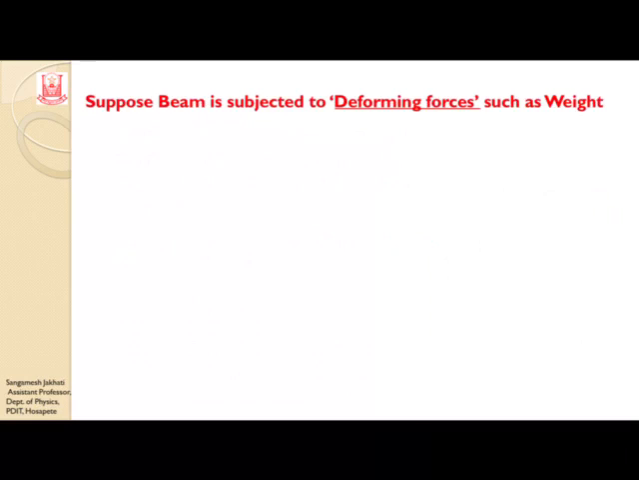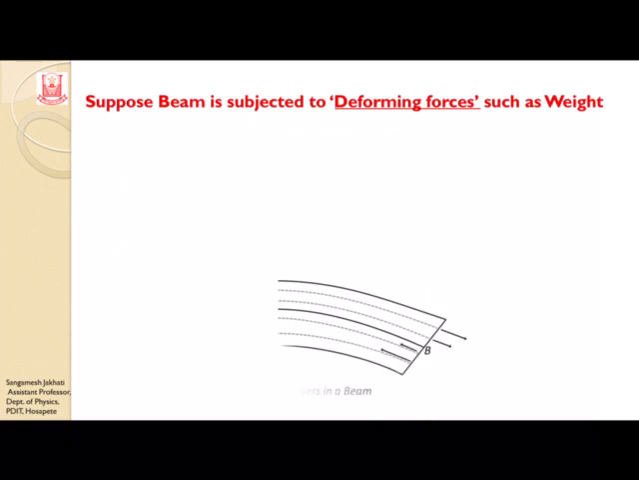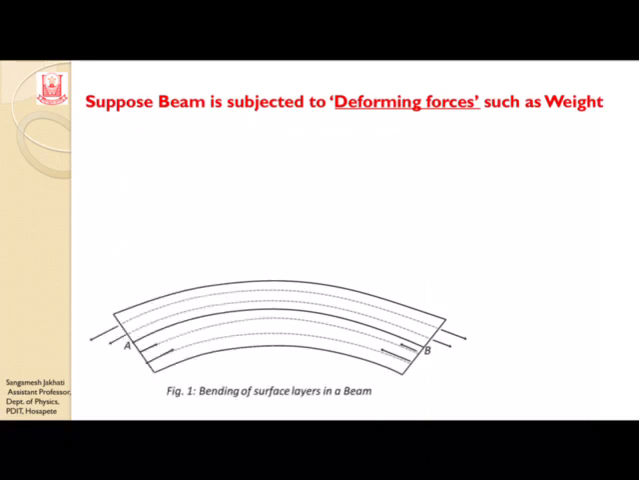Okay. So here, such layers of a beam, as a whole, if the beam is subjected to deforming forces such as weight, then that beam is going to bend. So that beam is going to bend in this manner as shown in figure 1. Here, when the beam bends, the layers in that beam also undergo bending.